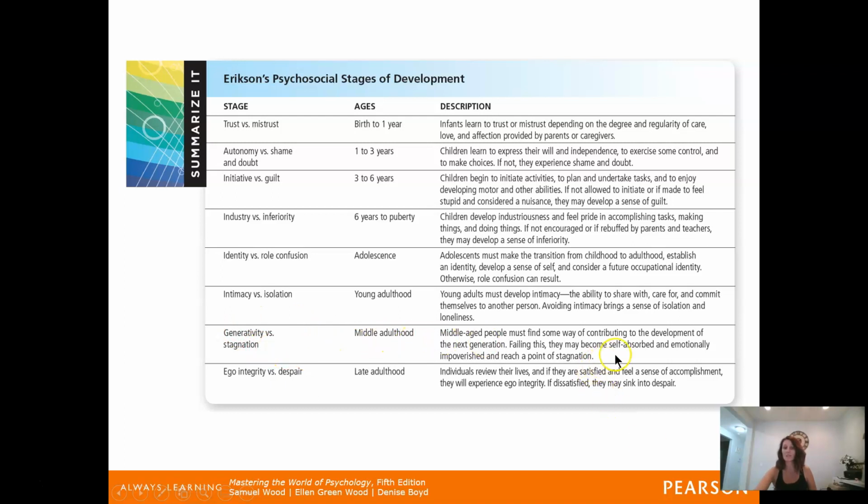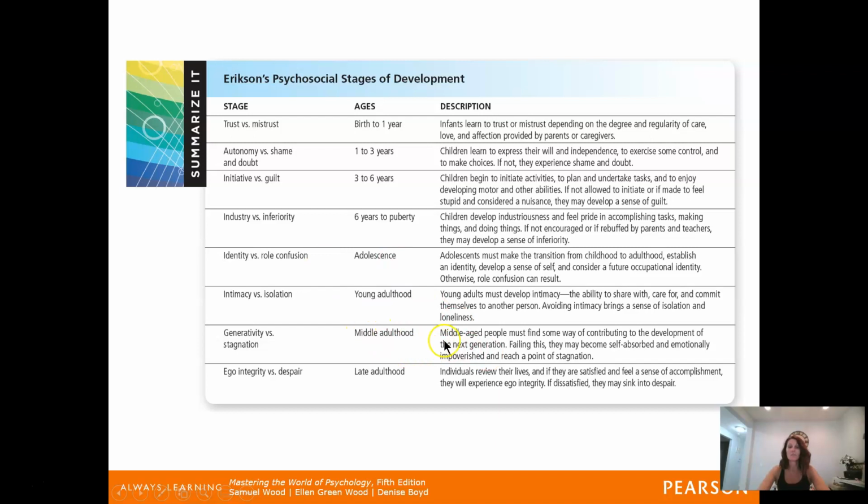So middle-aged people must find some ways of contributing to the development of the next generation. Failing this, they may become self-absorbed, emotionally impoverished, and reach a point of stagnation. So now that we're all grown up, we have to try to help raise the younger people to be a better generation. If we have nothing to contribute, we're like, meh, let's go party. Do you really contribute to anything? You might be a little bit stagnant in your development, where you might be stuck in your young adulthood.